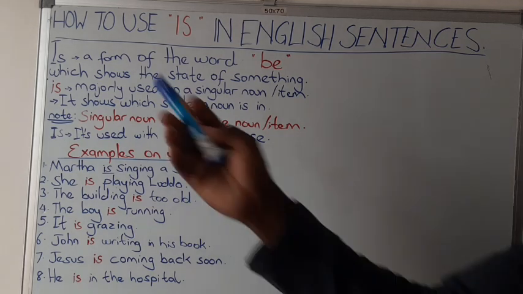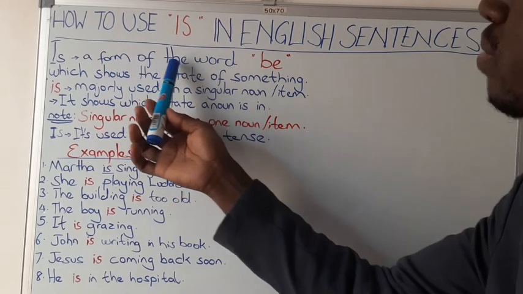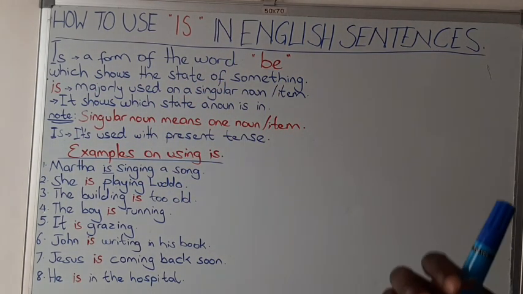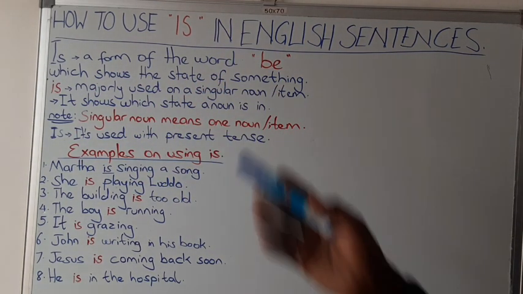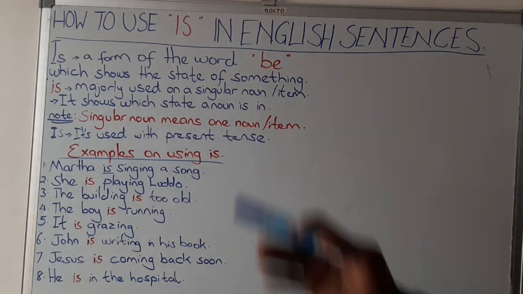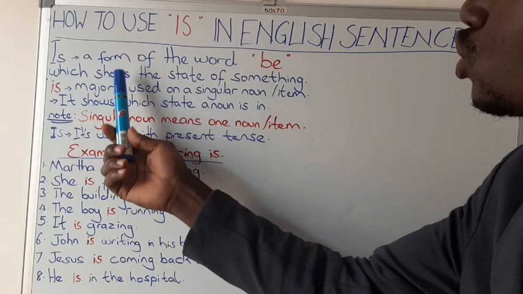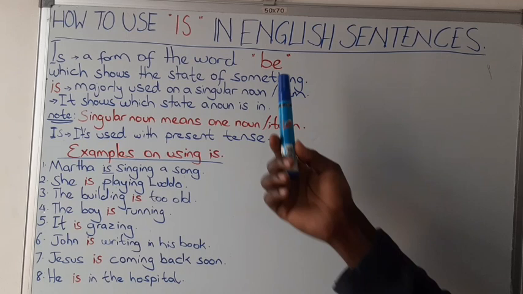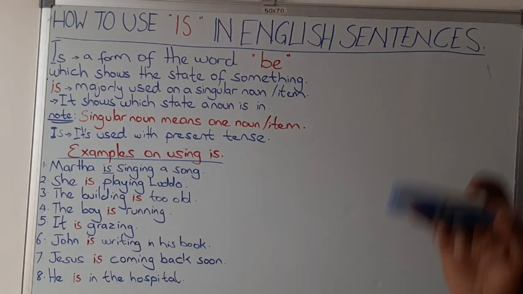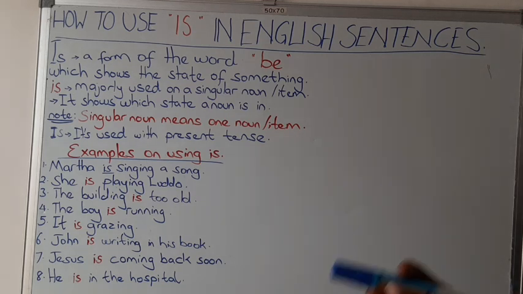Okay, don't forget, "is" is a form of the word "be". It shows the state in which something is happening, and it is used in present tense. Present tense is used to show things happening currently, things which happen within the day. "Is" shows the state of something. It shows which state something is in, so it pinpoints that state. For example, today is a good day.